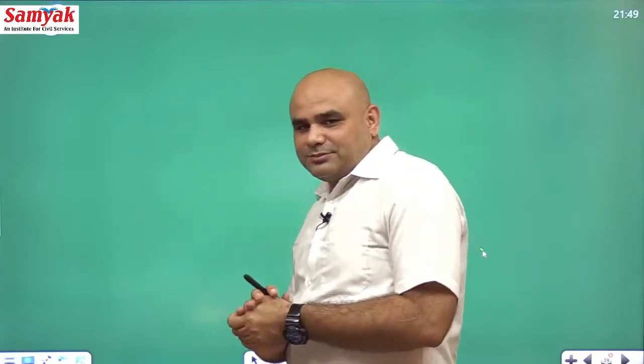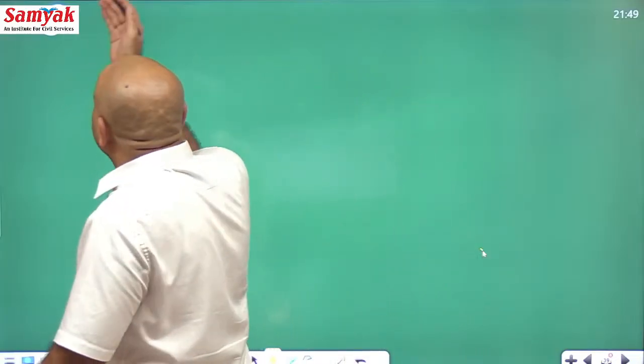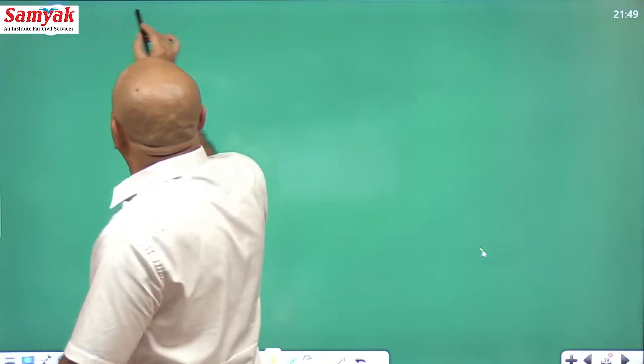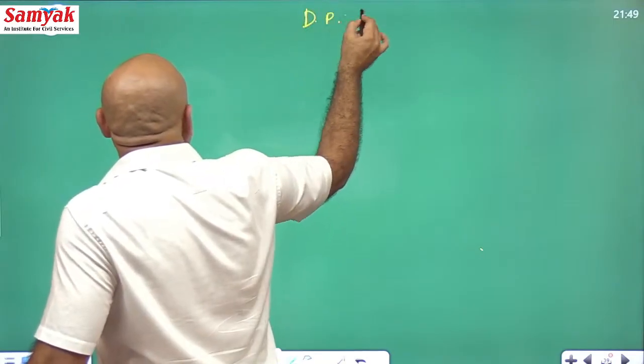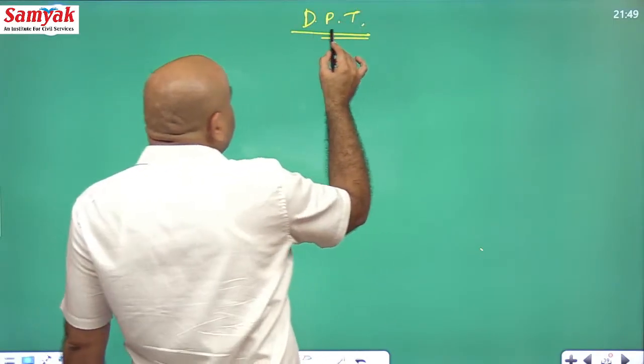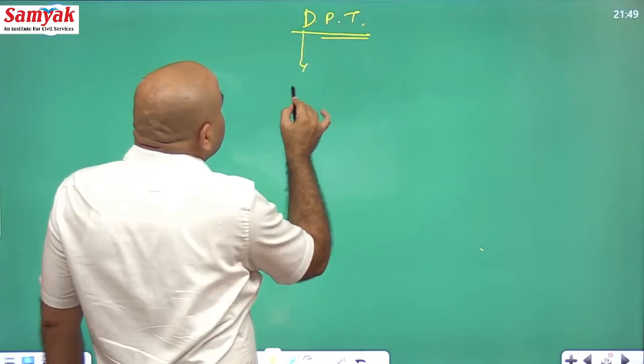Okay, so let's start. Let's do the fourth type of disease. So the fourth bacterial infection which can be asked, actually it is associated with a trio of DPT. Now DPT, D stands for diphtheria.